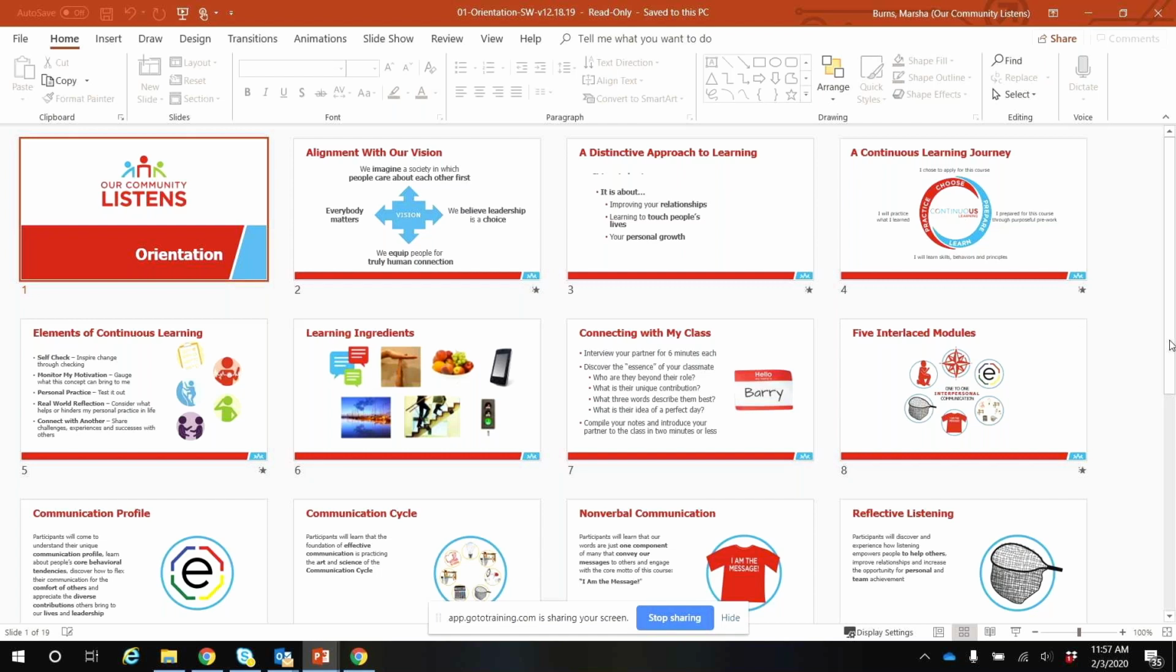Let's walk through what's going on. The first slide there, the orientation title and the alignment with our vision, is your opportunity to really set the stage for what this is about. And you can walk around the ideas here clockwise, if you like, starting with the top one.